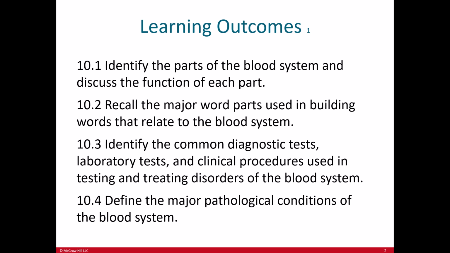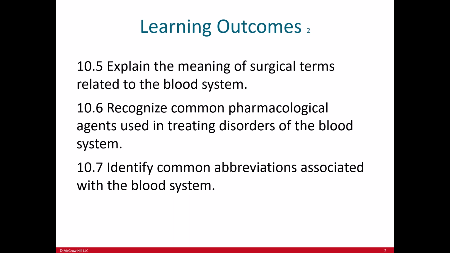Learning outcomes. 10.1, we're going to identify the parts of the blood system and discuss the function of each part. 10.2, we will recall the major word parts used in building words that relate to the blood system. 10.3 will identify the common diagnostic tests, laboratory tests, and clinical procedures used in testing and treating disorders of the blood system. 10.4 we will define the major pathological conditions of the blood system.